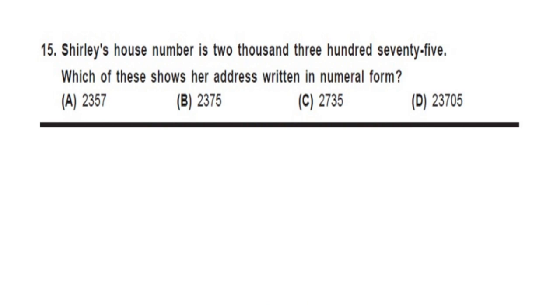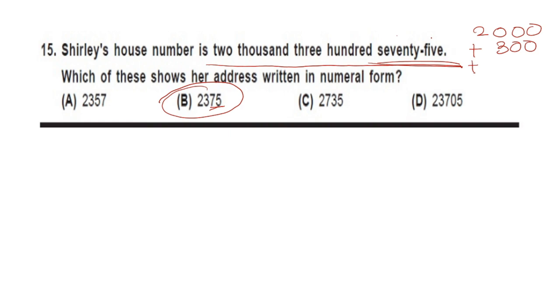Well, let me give you a quick tip here. If you look at the number given, 2375, that means the last two digits would be 75, because you have tens and ones. And if you look at the options, it is only option B which has 75 in the tens and ones. And this is 2375, which is 2000 plus 300 plus 75, which gives us 2375, which is also option B.